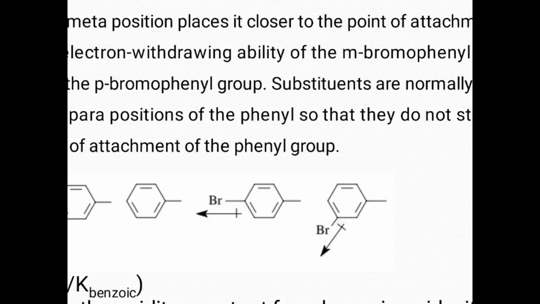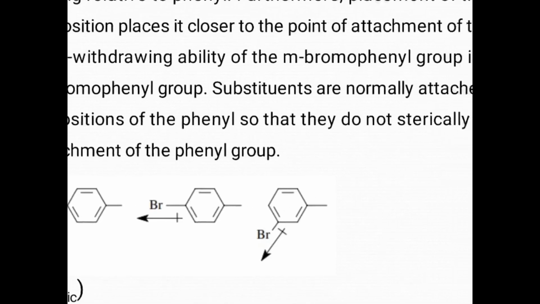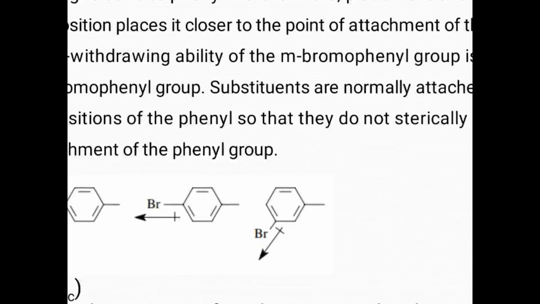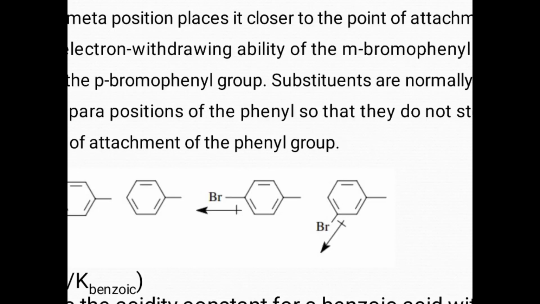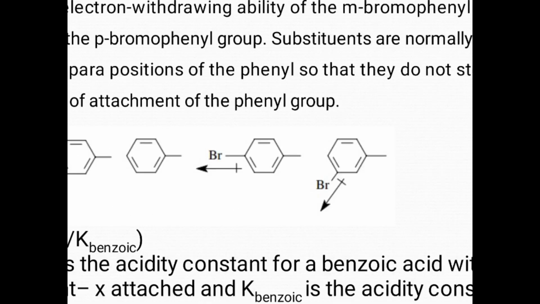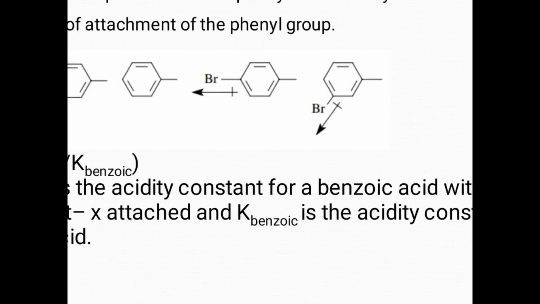Substituents are only attached at the meta or para position, so they do not sterically interfere with the site of attachment on the phenyl ring. So this Hammett's constant is given by sigma. This sigma is log of Kx upon K benzoic acid, where benzoic acid is the parent molecule and K is the acidity constant for benzoic acid, and Kx is the acidity constant of the substituted benzoic acid. Okay, so this X is bringing some change.